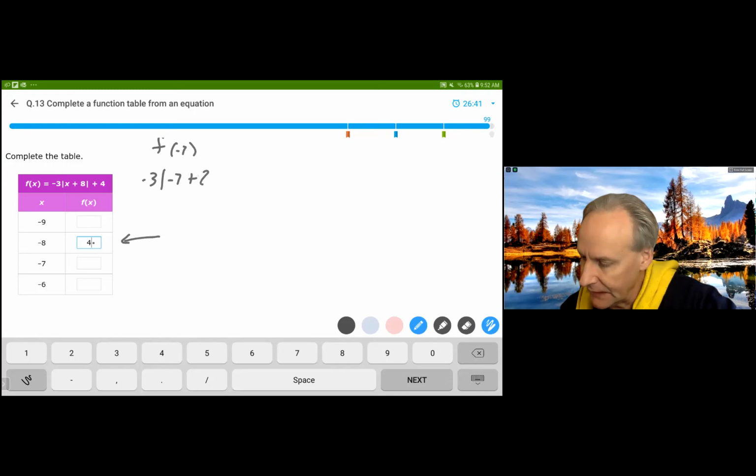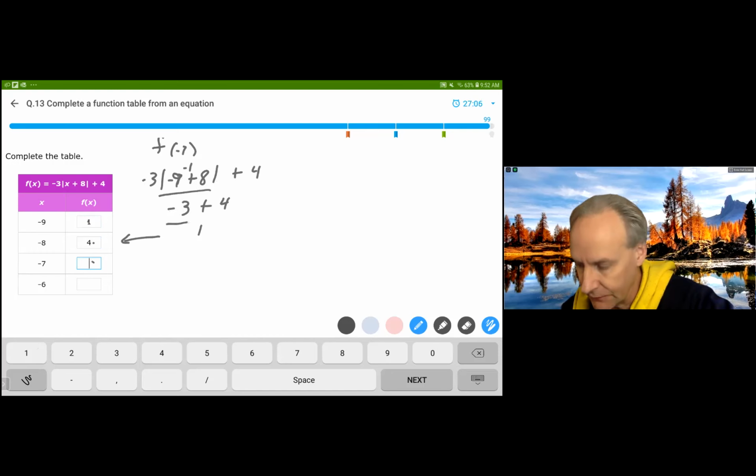-7 plus 8 plus 4. That's going to be 1. And when I take the absolute value of 1, I still have 1. It's being multiplied by -3, and when I add the 4, I get a 1. The same thing is going to happen when I put in the -9, isn't it? I'm still going to get the -1 in this case, and then this is still going to give me my -3 plus 4, which is also 1.